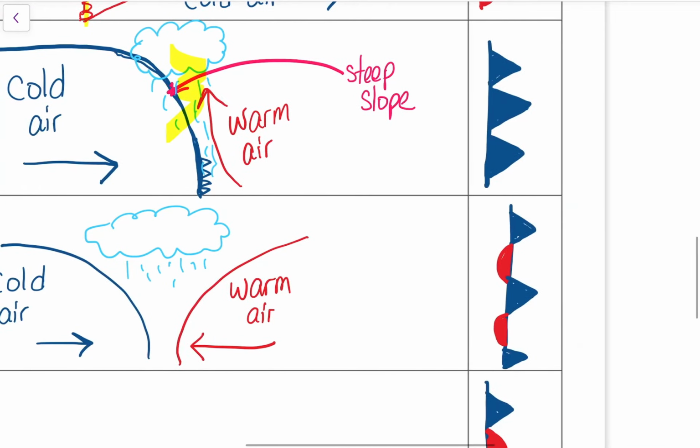And the symbol for a stationary front is a combination of the warm front and cold front symbol with the triangles and the half suns on opposite sides.